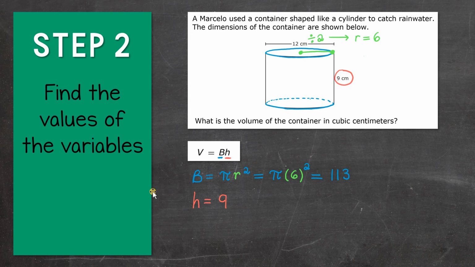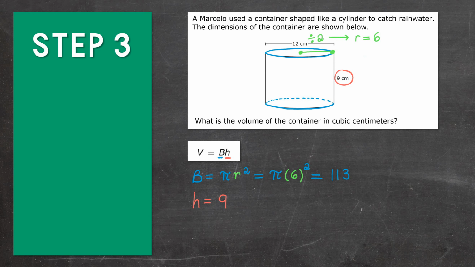And that's all the letters we needed to find. We found the value of b, we found the value of h. We're finished with step 2. Step 3, what was that? Well, we have our formula, we have our values. It's time to plug them in.